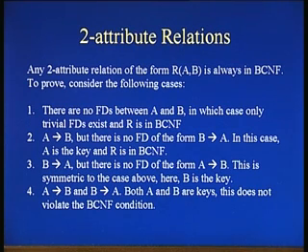Similarly, if B defines A and A does not define B, then B becomes the key. And suppose A defines B and B defines A, which is also no problem, because both A and B are candidate keys, and we can use one of them as our super key or the primary key, which is fine, and the relation is also in BCNF.